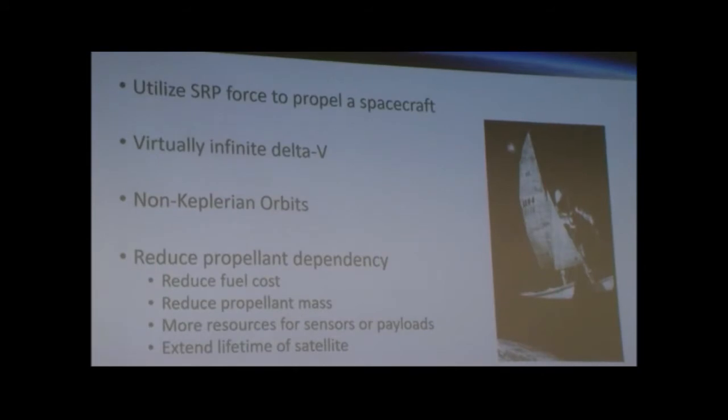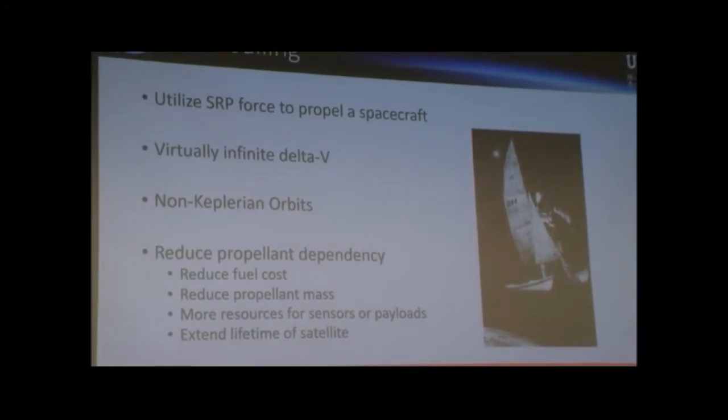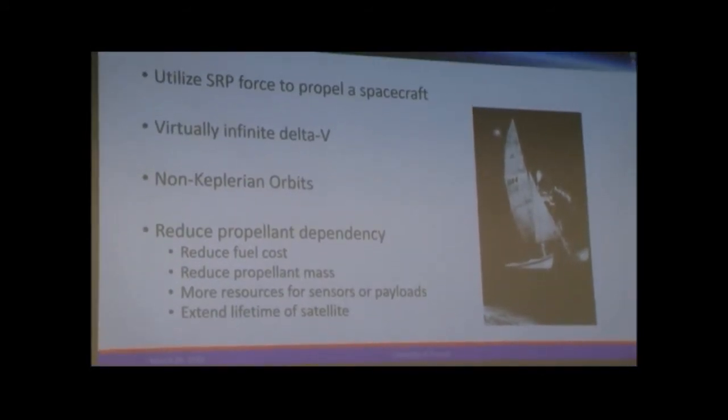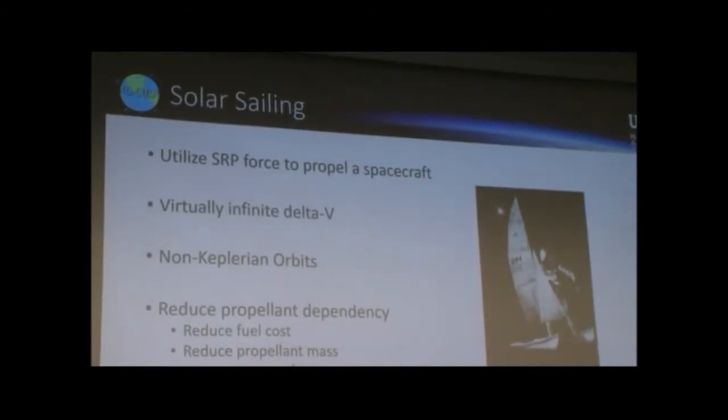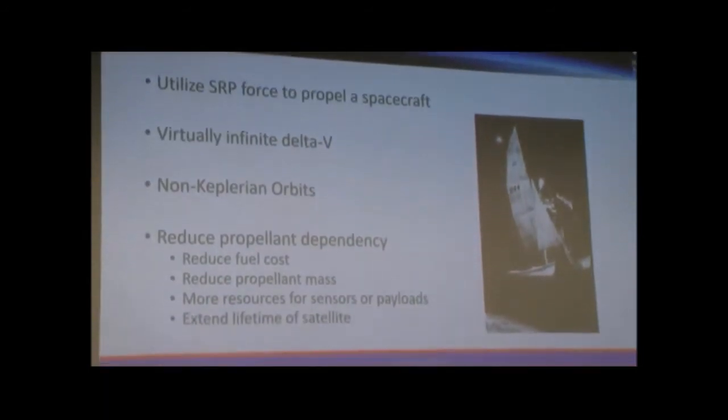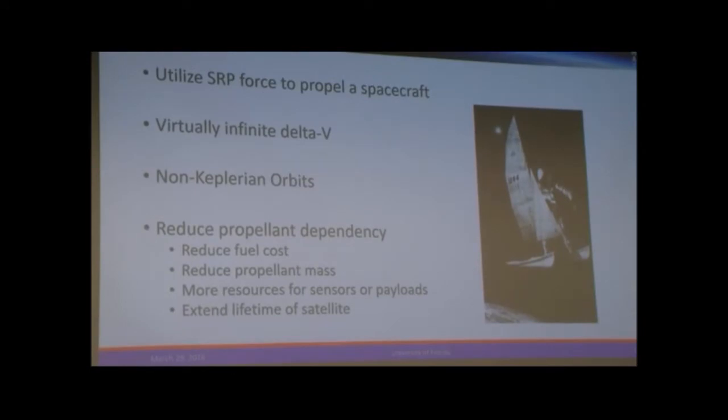Okay, so now that we have a good understanding of what solar radiation pressure is, we'll talk about ways to utilize solar radiation pressure. You all maybe have heard of the term solar sails. It's basically just a giant reflective surface attached to a satellite, which is used to get the largest exchange of momentum possible from the sunlight.